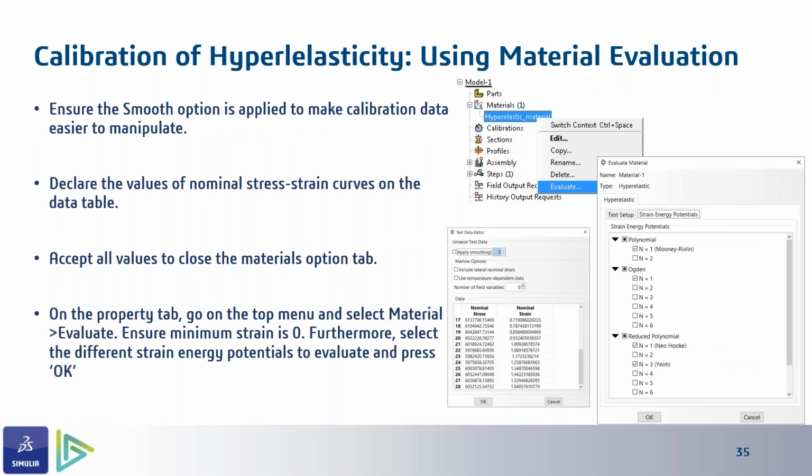Then once I'm done with adding the test data, I know that the data I provided to Abaqus might be coarse, so I smoothen it out using the smooth option. I then declare the values of the nominal stress strain curves. If you have the true stress strain curves, you can obviously use the calibration to convert them to nominal data if necessary. Once the data is of acceptable values, you then use the evaluation option, keeping your minimum strains to 0 and the maximum strains to a value which you feel is appropriate, and then doing the evaluation process.